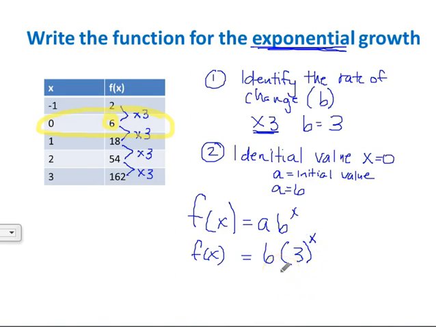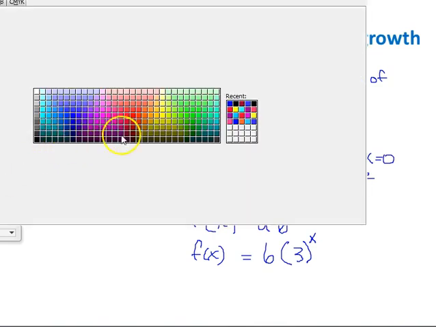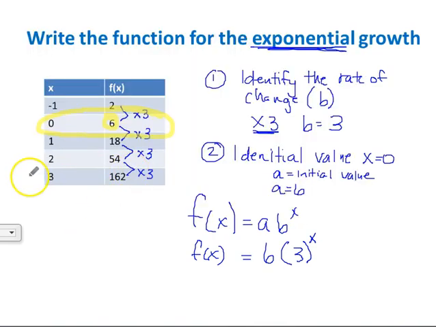Want to see if this rule works? Want to check this rule out, see if we did it right? Let's do it. Let's say I want to see when my x value is 3, what is my f of x, or what's my corresponding y value? If I want to find f of 3, that's going to be equal to 6 times 3 to the x, and my x value that I plug in is going to be 3.